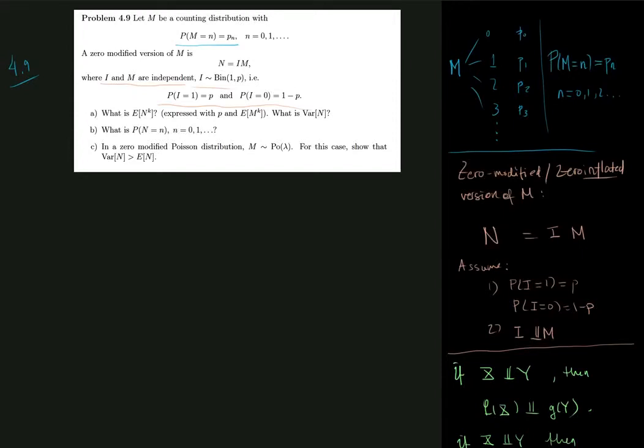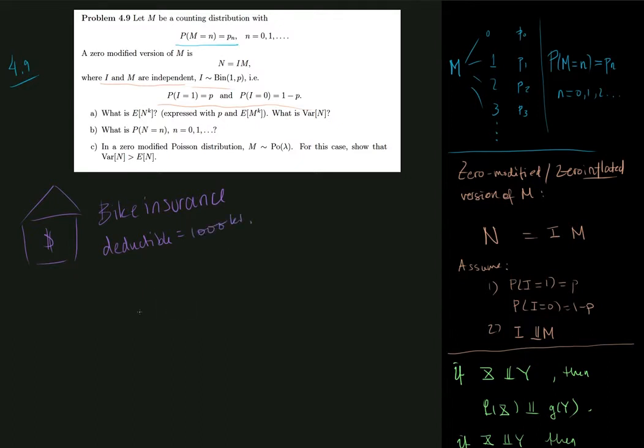So now let's take a look at why we are even interested in zero modified or zero inflated distributions. Let's consider an insurance company who sells bike insurance, and they do so with a certain amount of deductible. Let's just say that the deductible is equal to 1,000 kroners.